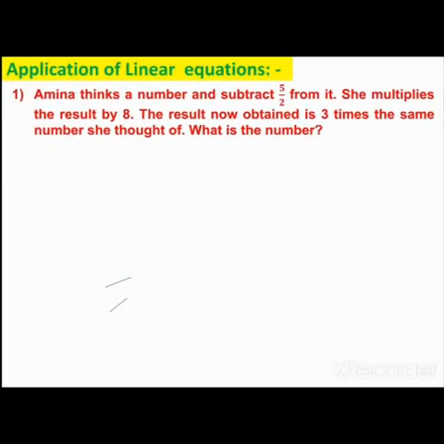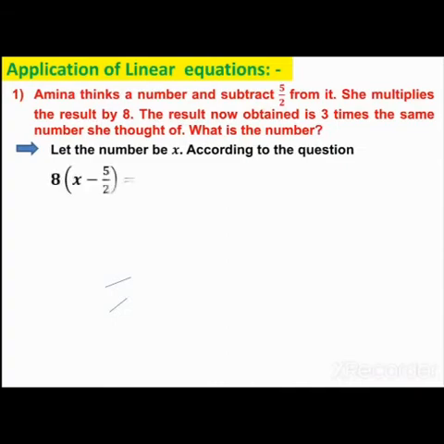First, Amina thinks of a number and subtracts 5 by 2 from it. She multiplies the result by 8. The result now obtained is 3 times the same number she thought of. What is the number? Let us write down the first statement. Let the number be x. According to the question, 8(x - 5/2) = 3x.